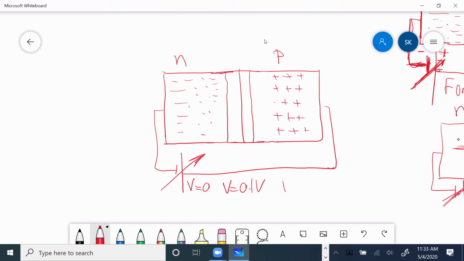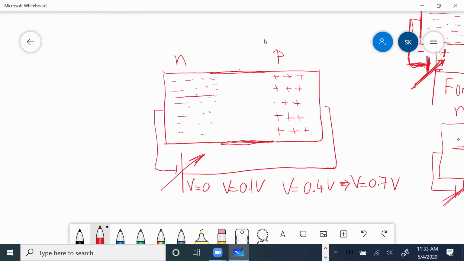Now I'm going to apply V, say 0.4 volt. Would you say that the depletion region gets even narrower? Definitely. It gets this narrow. And now when I apply V equal to 0.7 volt, no longer does a depletion region exist at all. The depletion region just vanishes. All electrons, all holes.